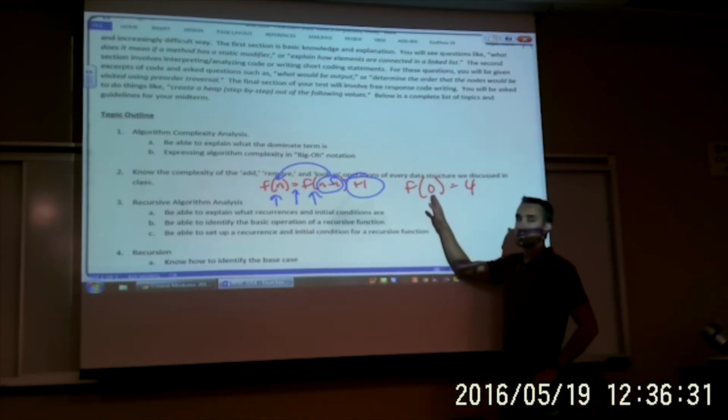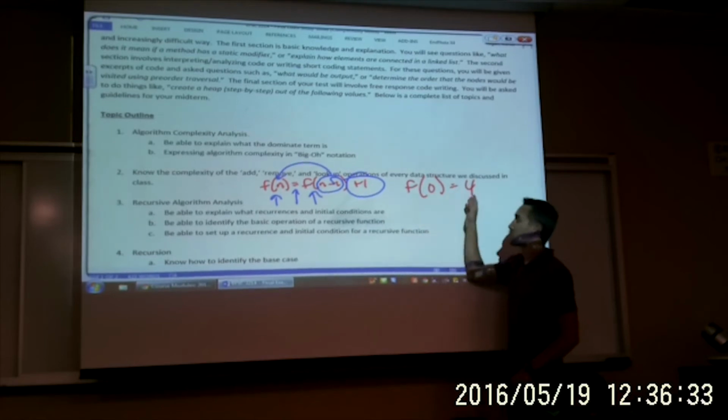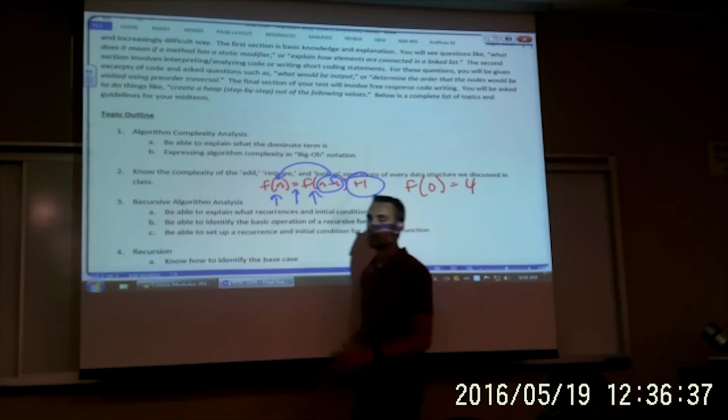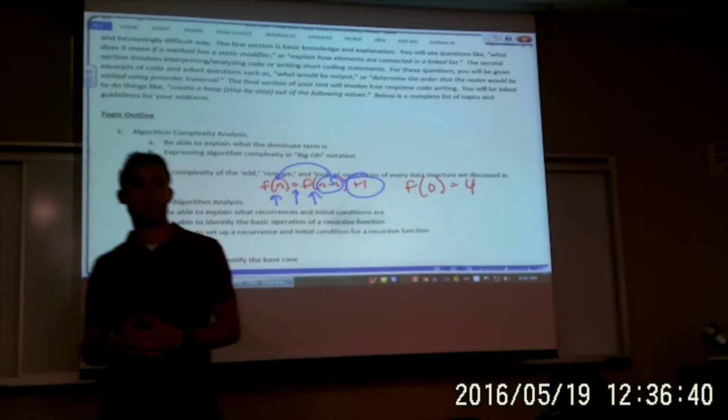So when the input size is 0, the number of basic operations we run is 4. This is just an example of an initial condition. This gives us a basis to work from.